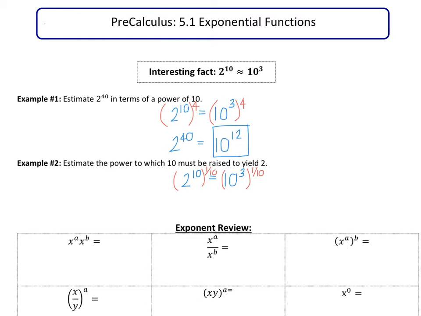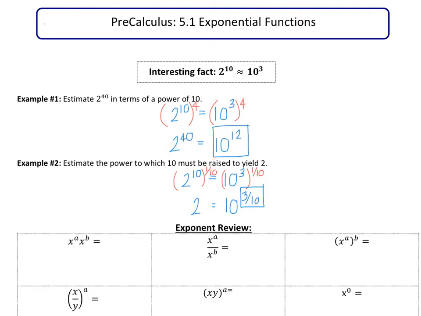So now I'll get the left side to just be 2, because 10 times 1/10 is 1. It goes away. And on the right side, 10 is raised to the 3/10 power. So it's asking what power 10 must be raised to. Well, it must be raised to the 3/10 power in order to get the left side to equal 2.